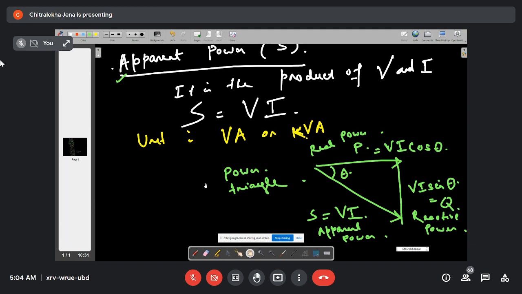Have you all seen a transformer? Near your house there will be a transformer. What is the rating of the transformer near your house? There will be different ratings, more or less.